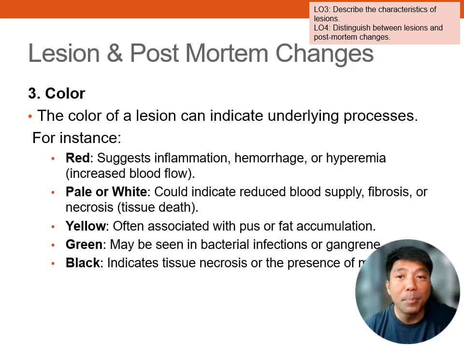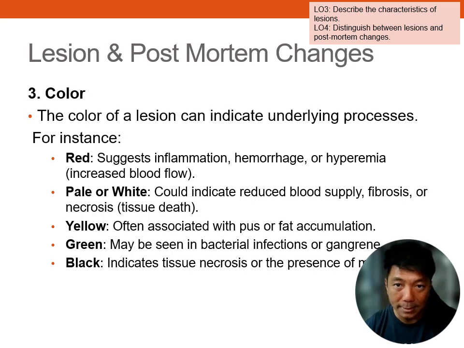Color is another important characteristic. The color of a lesion can tell us about the underlying process. For example, a red lesion might indicate inflammation or hemorrhage, while pale or white lesions suggest reduced blood flow or tissue necrosis. Yellow could point to fat accumulation or pus, while black might be a sign of tissue necrosis or melanin deposits.